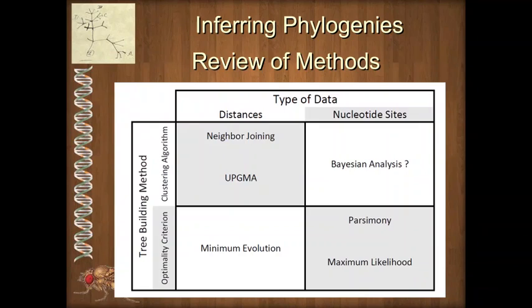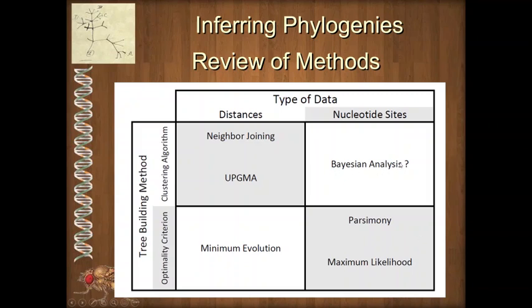Now, originally, I put the Bayesian analysis in this category of using nucleotide sites, and we certainly do that. We're not using distance data, so it's very clearly in this right-hand column. But whether it goes in a clustering algorithm or an optimality criterion is a little bit different. In both parsimony and maximum likelihood, we really are optimizing. We're doing this by doing a very intensive search of lots and lots of trees, and we're really optimizing the score based on either a parsimony criterion or this likelihood score that we gave you an overview of.